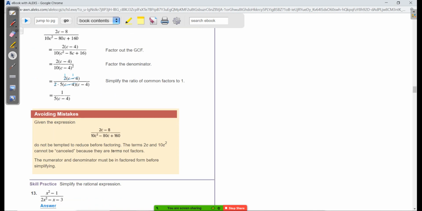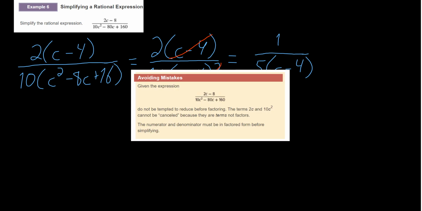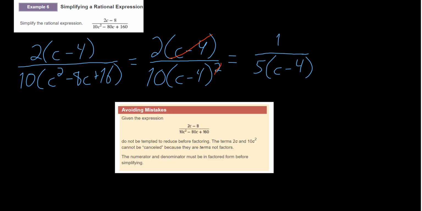Avoiding mistakes. What's this say? Given the expression, do not be tempted to reduce before factoring. The terms 2c and 10c squared cannot be canceled because they are terms, not factors. Yes. That is a big time mistake that gets made. So let's harp on this one for a second. Again, given this expression, do not be tempted to reduce before factoring. The terms 2c and 10c squared, these two, cannot be canceled. They put it in quotation marks too, because they are terms, not factors.